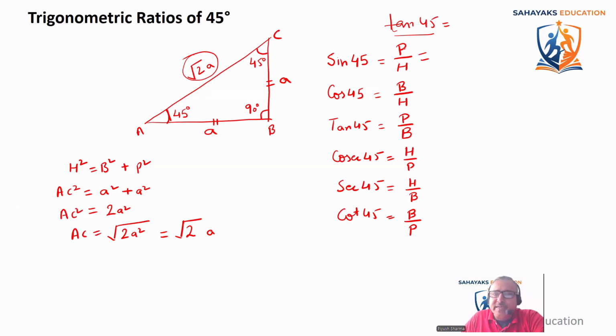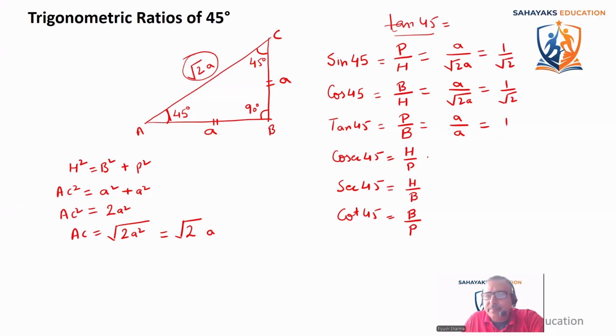Okay. Now we'll start writing the values. What is perpendicular here in this triangle? The perpendicular is A. What is hypotenuse? Square root 2A. A will cancel out, so it will become 1 by root 2. The same goes with cos 45. Let's put the value of base. Base is A and hypotenuse is square root 2A. A cancels out, and it will again come out to be 1 by root 2. Now coming to tan. Tan is perpendicular, that is A, divided by base. Base is also A. That comes out to be 1.